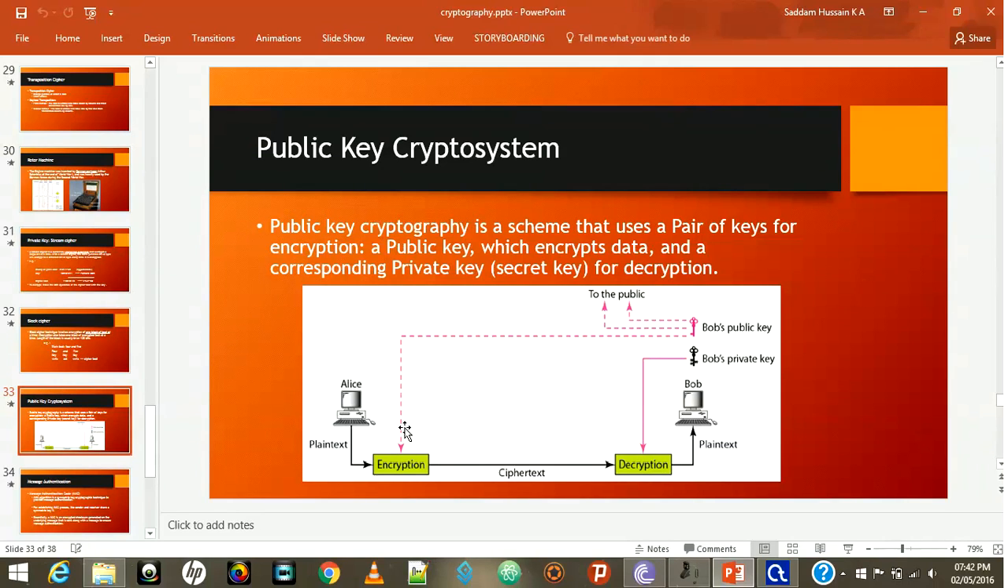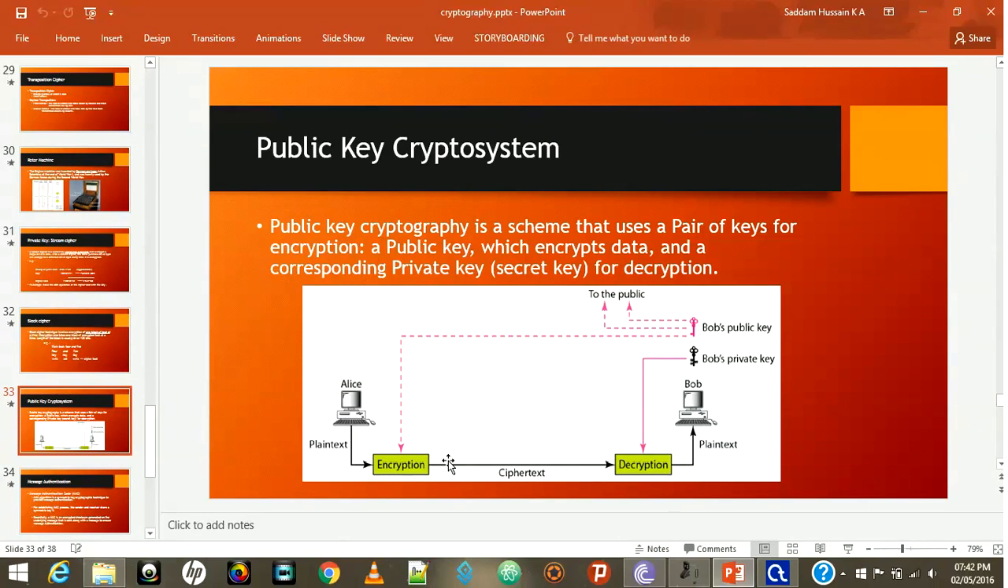Here as an example, we have Alice and Bob. Alice encrypts the plain text using Bob's public key. Bob gives the public key to Alice, so that Alice can encrypt the plain text using Bob's public key. After encryption, she sends the cipher text to Bob.